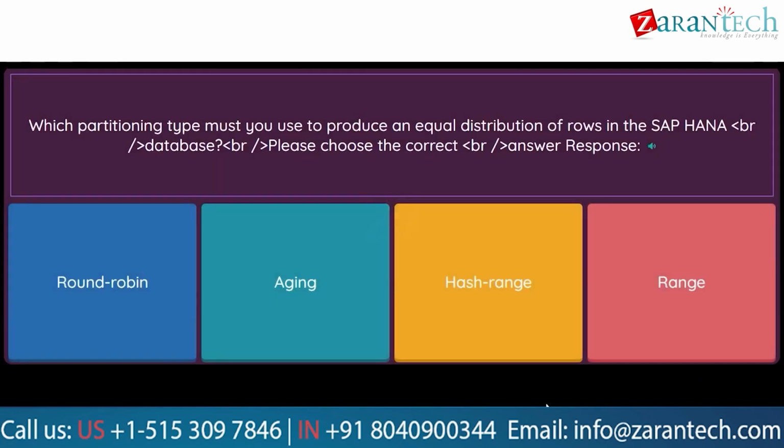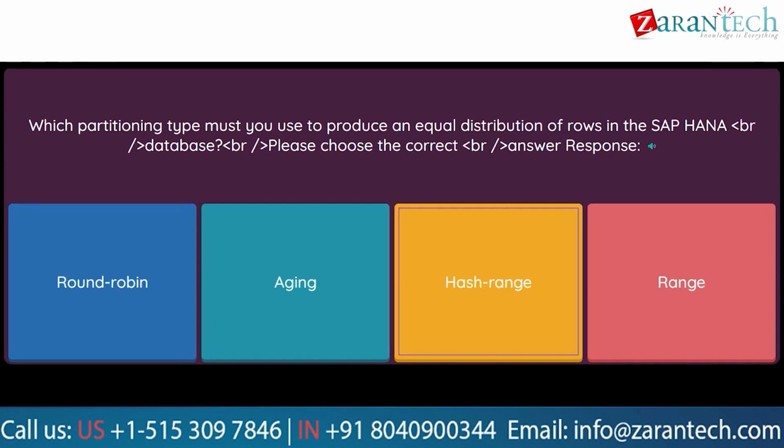Question: which partitioning type must you use to produce an equal distribution of rows in the SAP HANA database? Please choose the correct answer. Option 1, round robin. Option 2, aging. Option 3, hash range. Option 4, range.